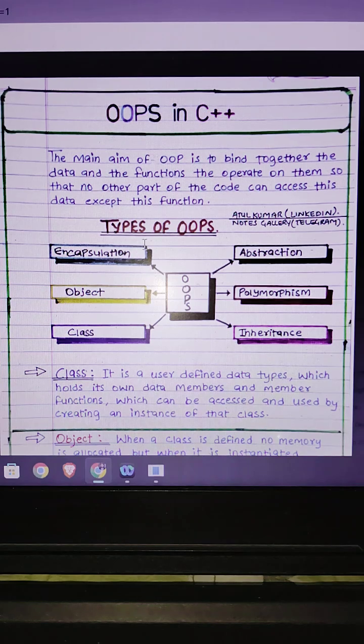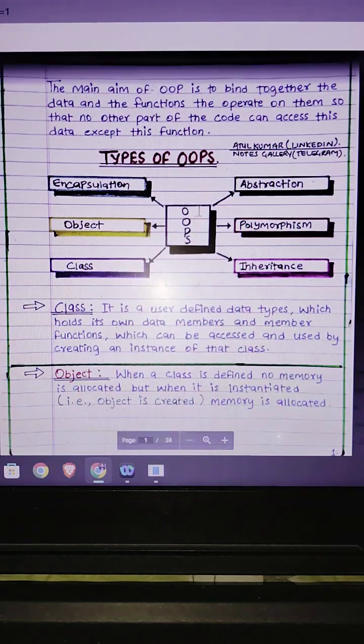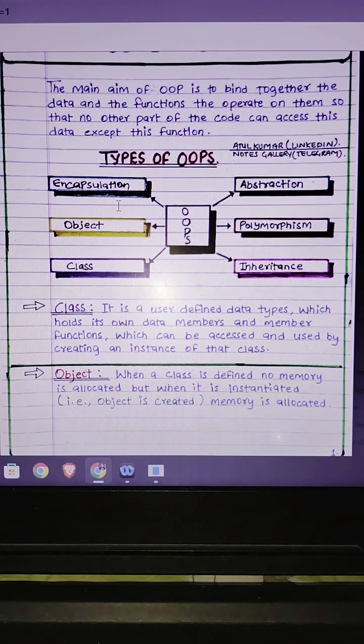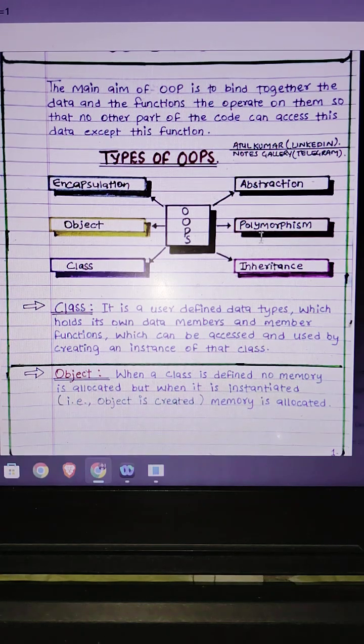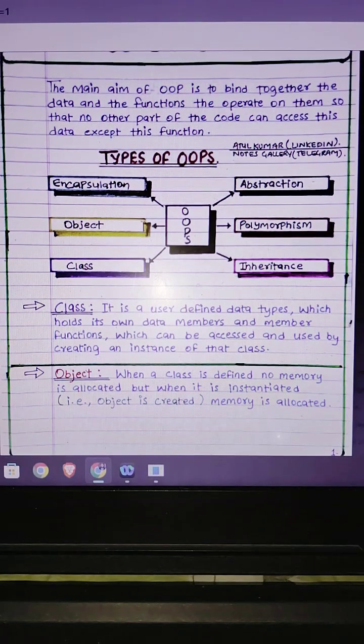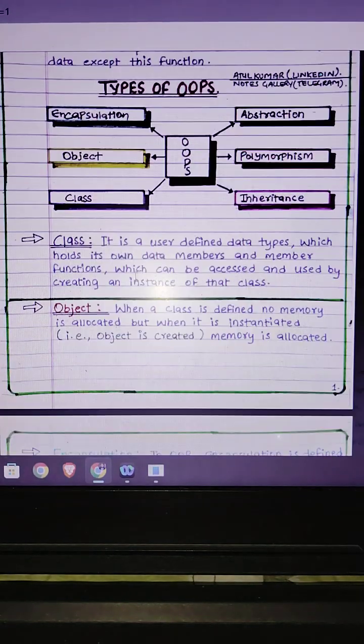Now move to the types of OOPS, or you can also say the features of OOPS. First is encapsulation, second is object, third is class, fourth is abstraction, fifth is polymorphism, and sixth is inheritance. So these are the types of OOPS.